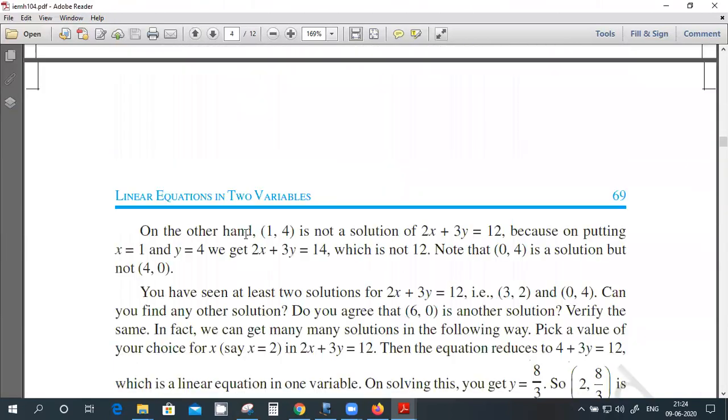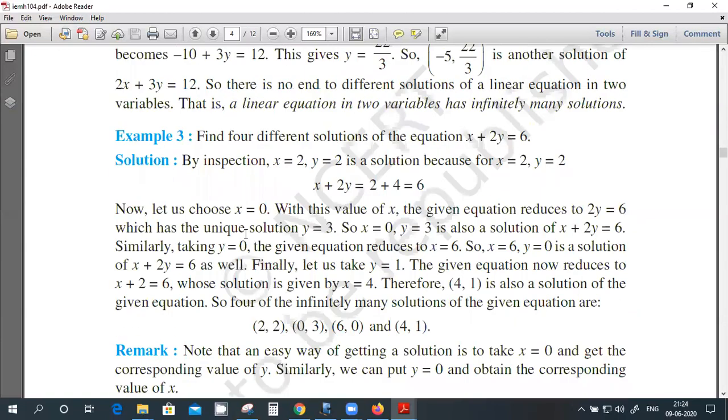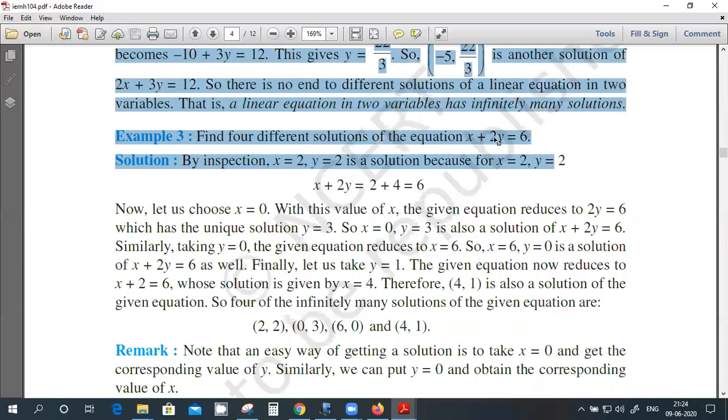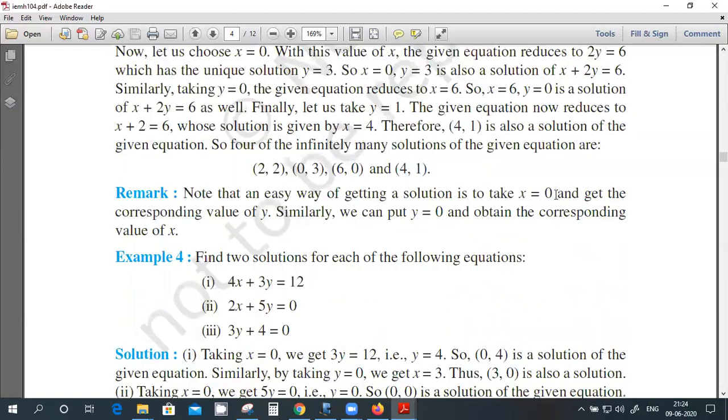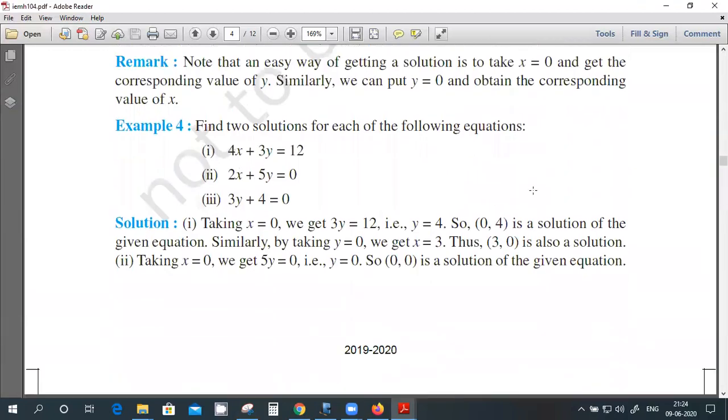Okay. This is simple. These type of questions also we have done. Actually, there will be an infinite number of points. But in the school, we have to find only 4 or 3. In a given line, there are infinite points, right? So all the points in the line will satisfy this equation. Find two solutions for each of the following equations, right?